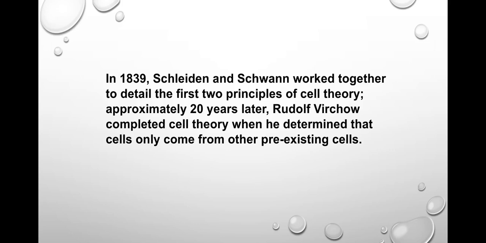And lastly, in 1839, Schleiden and Schwann worked together to detail the first two principles of cell theory. Approximately 20 years later, Rudolf Virchow completed cell theory when he determined that cells only come from other pre-existing cells.